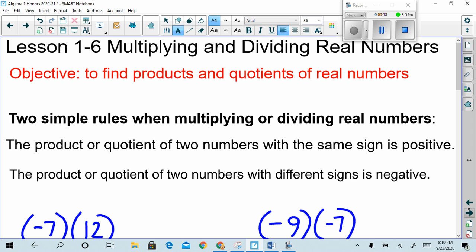We have now successfully added and subtracted real numbers, and today we're going to explore multiplication and division rules. There are two simple rules for us to follow, and they apply to both multiplying and dividing. The product or quotient of two numbers with the same sign will be positive, and the product or quotient of two numbers with different signs will be negative.